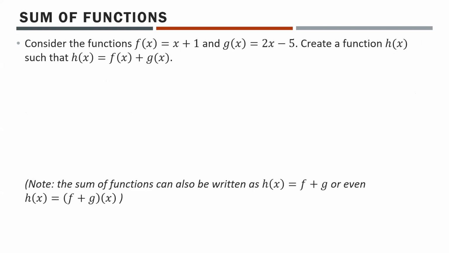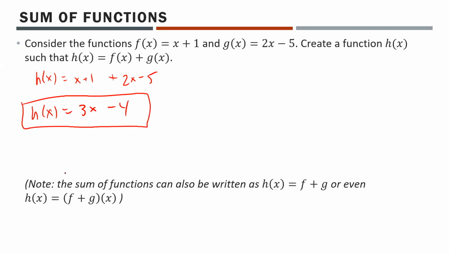A sum of functions is exactly what it sounds like. It's where you add two functions together. So if we had these two functions, f of x and g of x, and we're looking for where h of x is f of x plus g of x, we literally just say h of x is f of x, which is x plus 1, plus g of x, which is 2x minus 5. And then, of course, simplify it up. So h of x equals 3x, and then 1 plus negative 5 is, of course, minus 4. So h of x is 3x minus 4. That's it. That's all there is to it. So an algebraic approach to this, pretty cut and dry, not a big deal.